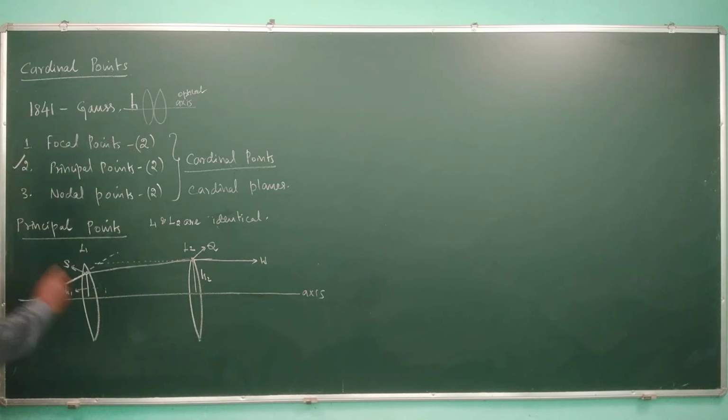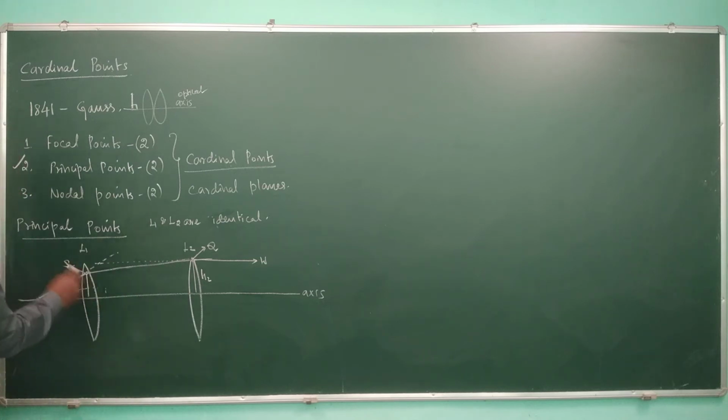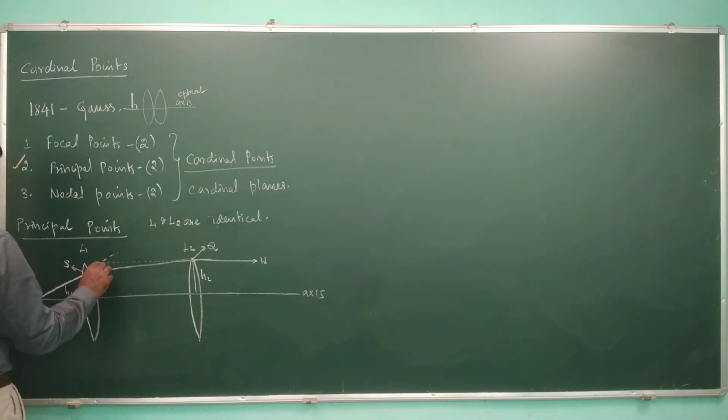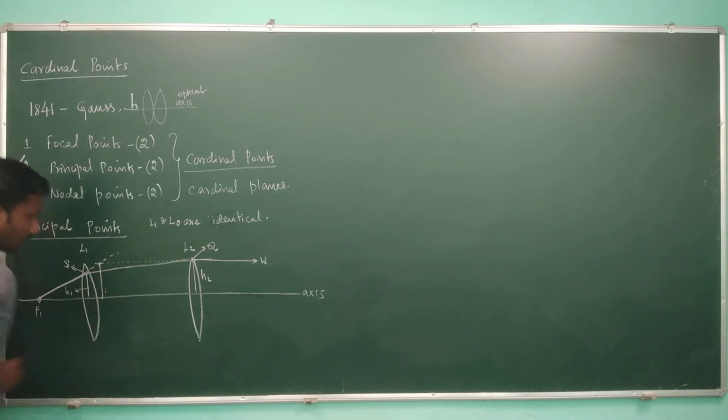Get it? Fine. Now what we are doing, assuming that it is not refracted, then it will take a straight-line path, this dotted line. We are extending forward. Similarly from here we are extending backward. Now these two lines touch at a point, and we draw a perpendicular line from this point to the axis. Now this point at the axis is denoted by P1, that is principal point 1.